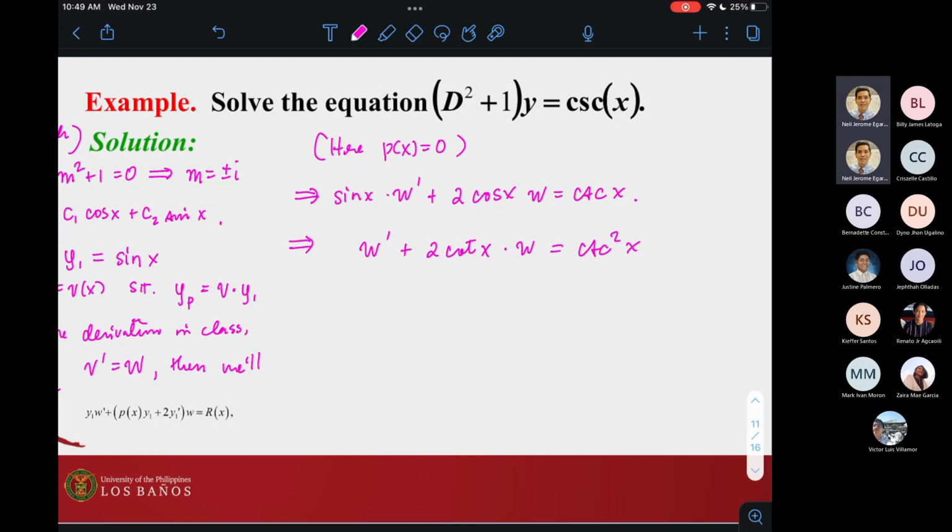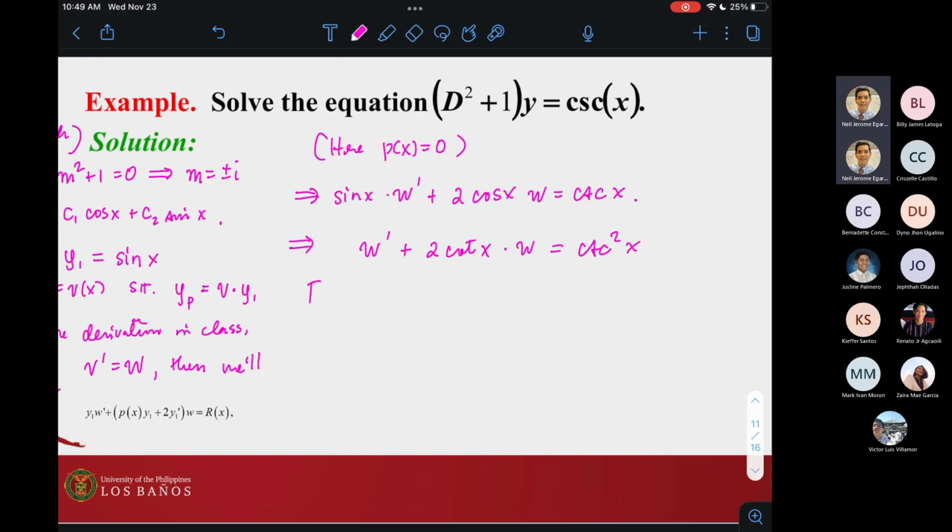Talagang kapag nagsasolve ng reduction of order or variation of parameters, kailangan may tubig kang katabi kasi ang daming mangyayari. Alright? Now, we have reduced the order. And the reason why we wanted to reduce the order para madaling mag-compute para pwedeng mag-compute ng integrating factor.